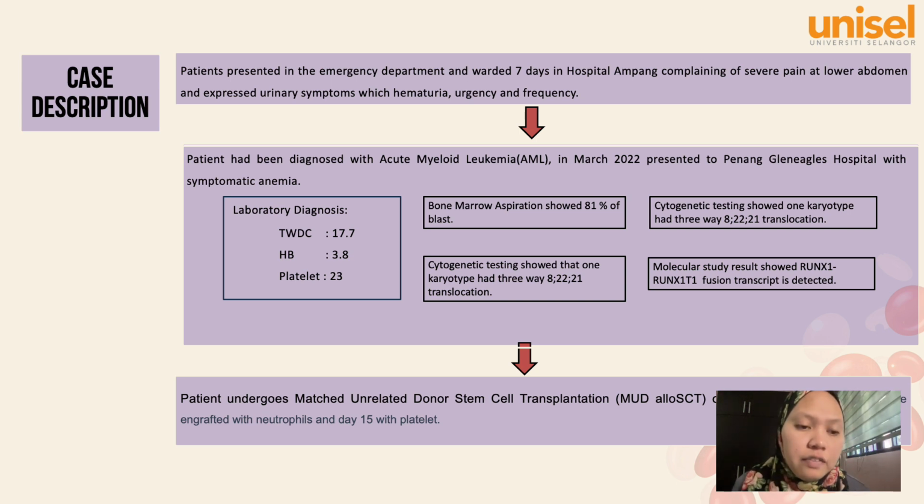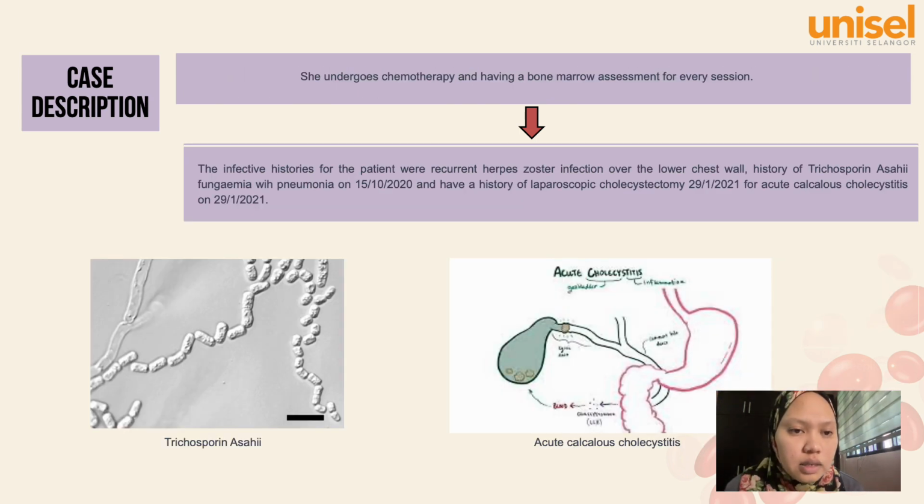Next, the patient underwent matched unrelated donor stem cell transplantation, where the patient was engrafted with neutrophils, and at day 15 she was engrafted with platelets. Next, the patient underwent chemotherapy and a bone marrow assessment for every session. The bone marrow assessment is used to analyze the percentage of blasts in every session, which means it is for determining the severity.